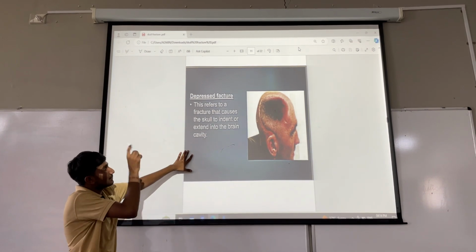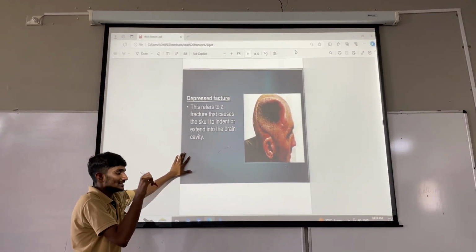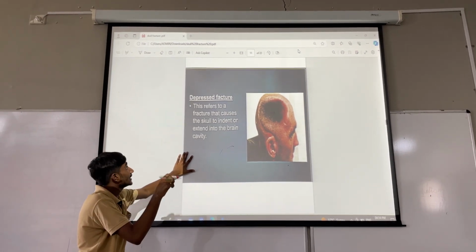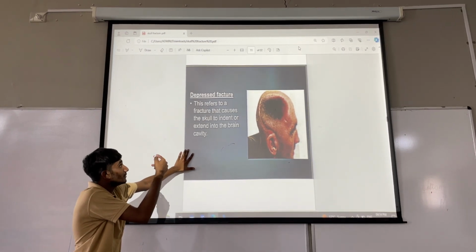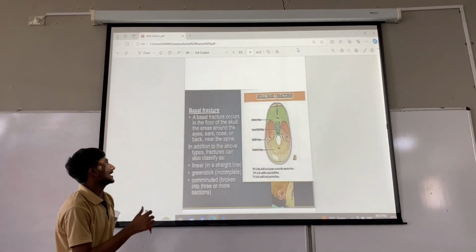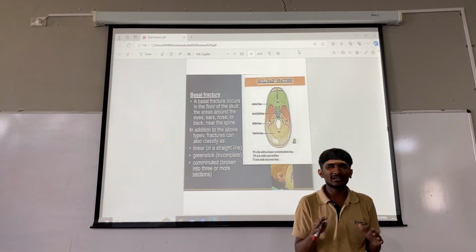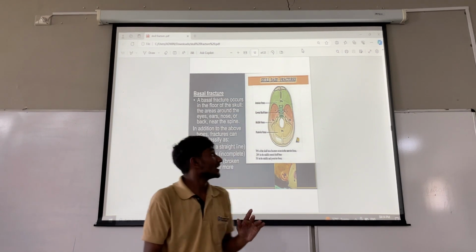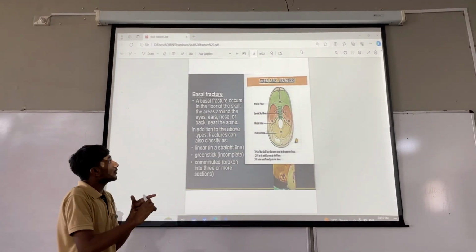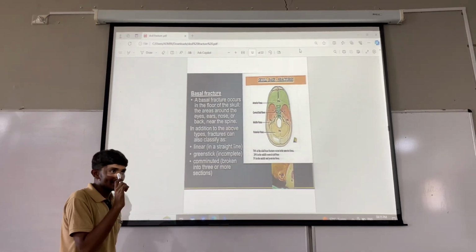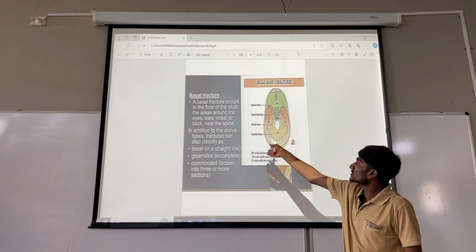Then we go to the depressed fracture. When a fracture occurs and the bone is depressed into the brain, it is known as a depressed fracture. This refers to a fracture that causes the skull to indent into the brain cavity. Next, basal fracture. It is very important and most commonly occurs in road traffic accidents. A basal fracture occurs in the floor of the skull, the areas around the eyes, ears, nose or the face region, near the spine.